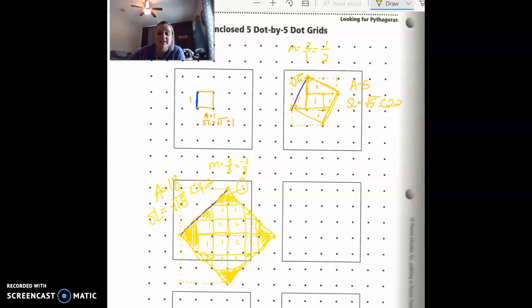Okay, so you're going to find me as many different line segments as you possibly can that fit inside these enclosed areas, and prove that they are different by finding me the square built off of it, its area, and then its side length. Okay, email me if you have any questions.